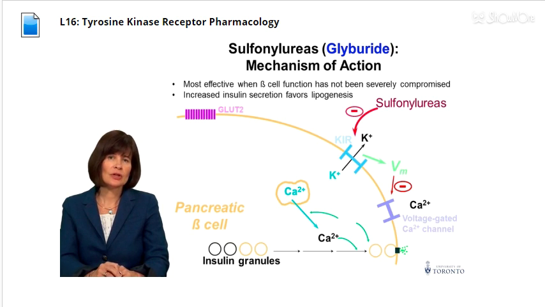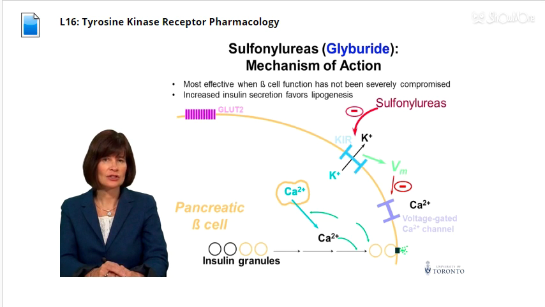The example drug here is glyburide, which is a second-generation sulfonylurea that has fewer side effects than the first-generation drugs in this group. The major side effect of this drug and other second-generation sulfonylureas is the potential to cause hypoglycemia as a result of too much insulin secretion.